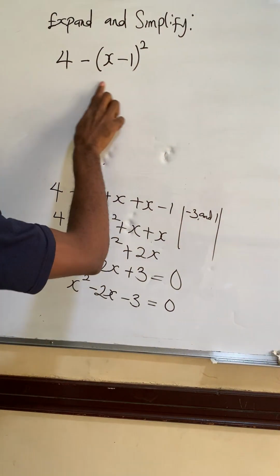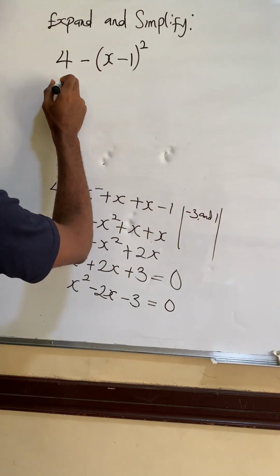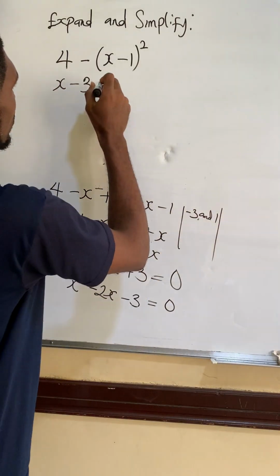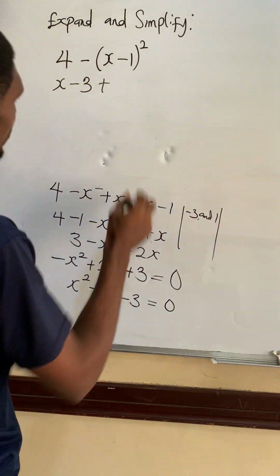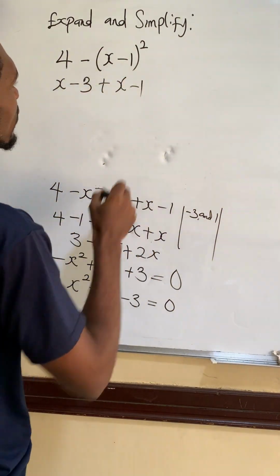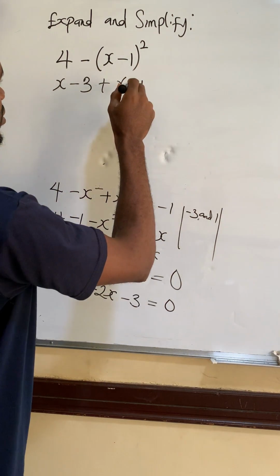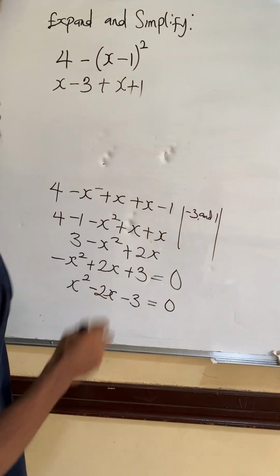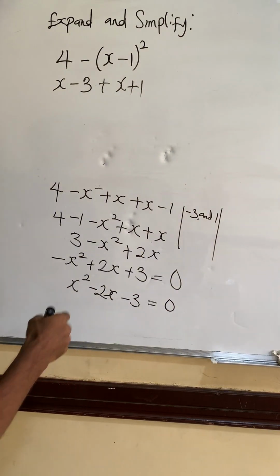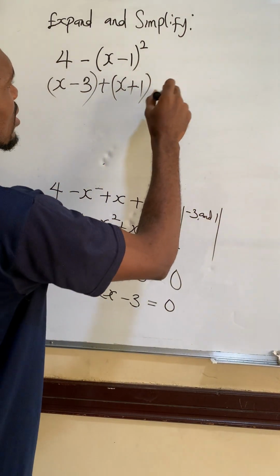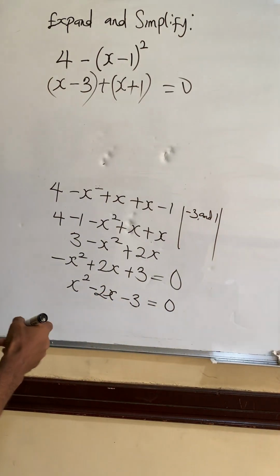So here, those numbers are what? Minus 3 and what? We have minus 1, right? No, sorry. Plus 1. So we have (x minus 3)(x plus 1). So we put them all in brackets. Of course, is equal to 0.